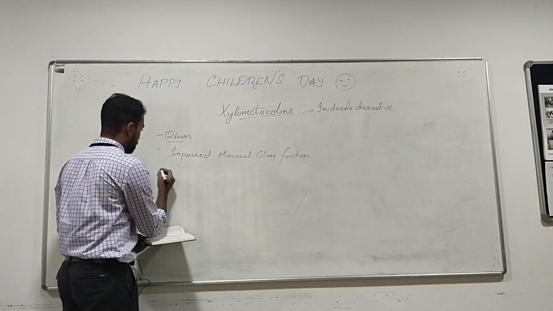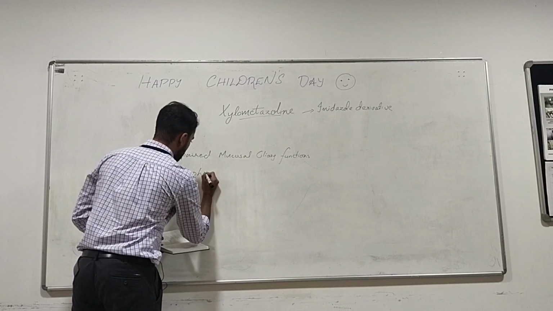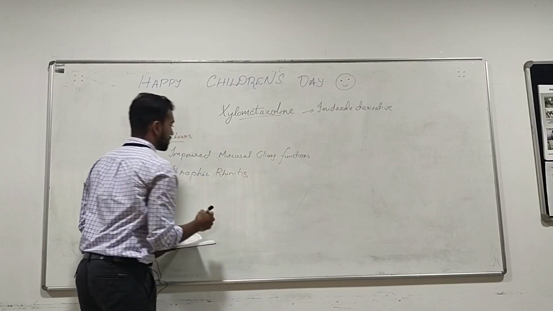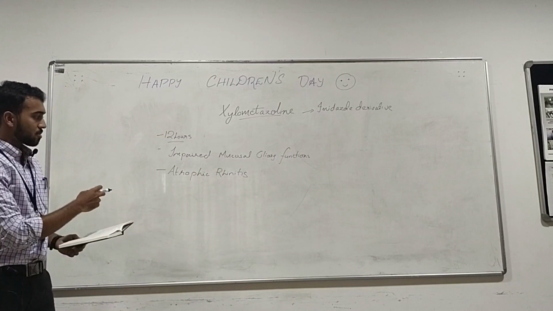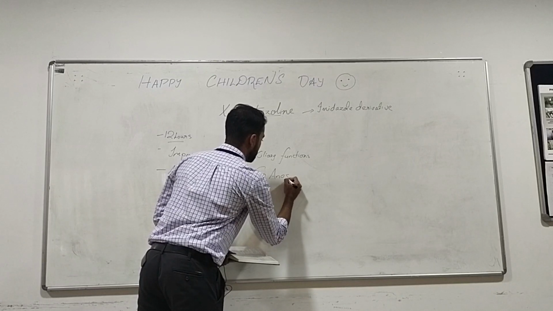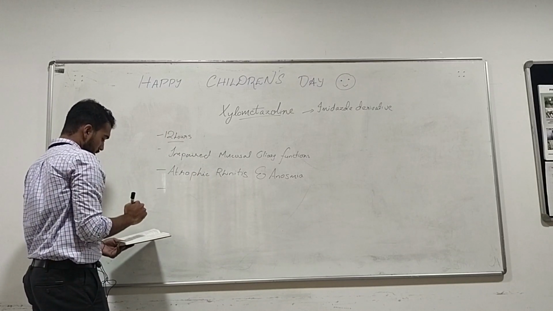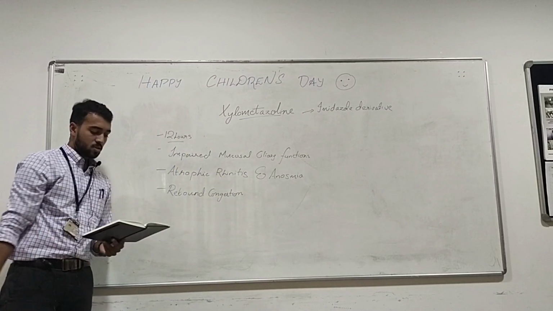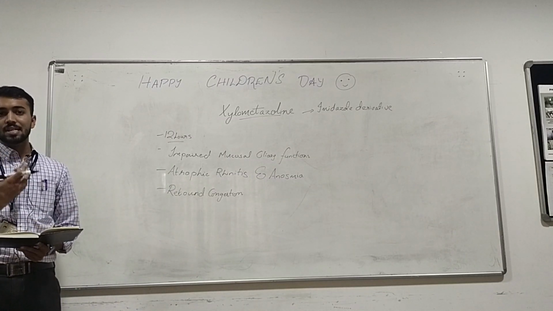The second one is atrophic rhinitis. What is atrophic rhinitis? It is basically inflammation of the nasal mucosa. And another is anosmia. What is anosmia? Loss of smell. The third thing that can happen is rebound congestion. It's basically the same thing as atrophic rhinitis, the inflammation of the nasal mucosa.